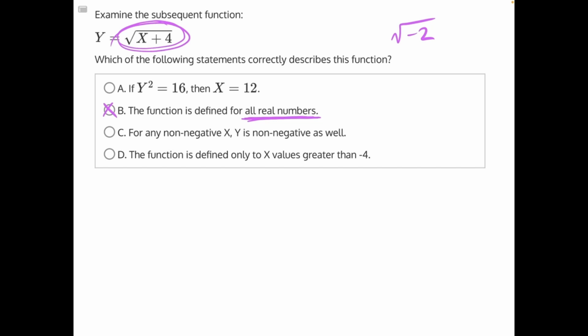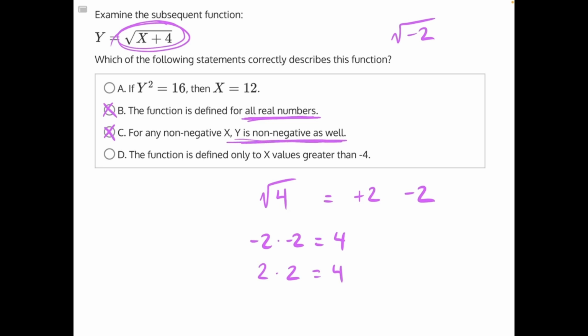the square root. C says for any non-negative x, y is non-negative as well. This is also not true because anytime we take the square root of a number, let's say we take the square root of 4, we will get two different results. We will get a positive result and a negative result because negative 2 times negative 2 can give us positive 4, and positive 2 times positive 2 can give us 4. So C is incorrect because y could be negative or positive.